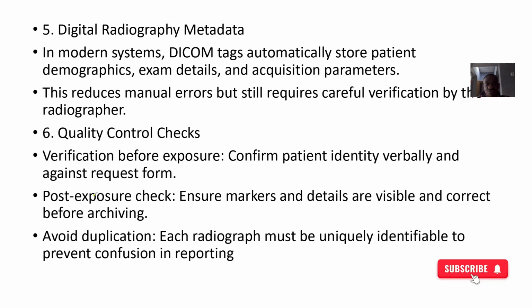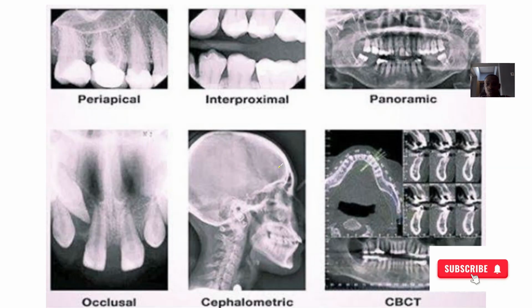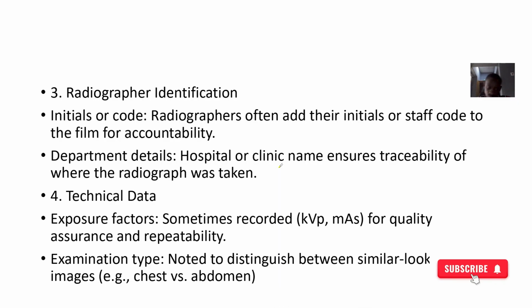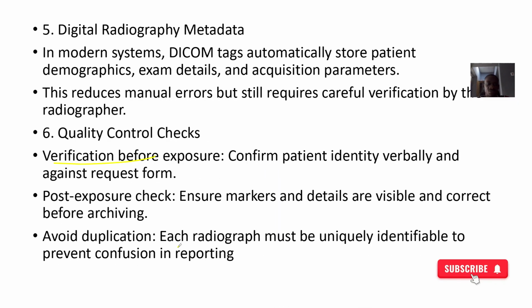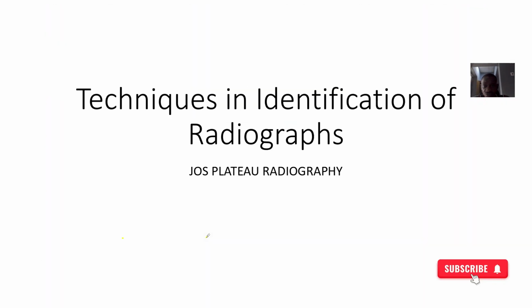So digital radiography metadata: in modern systems, DICOM tags automatically store patient demographics, exam details, and acquisition parameters. Then quality control checks. This is when you verify before the exposure. You confirm the patient identity verbally, and avoid duplication. Each radiograph must be uniquely identifiable to prevent confusion with reporting. So these are the various techniques that you use in trying to identify radiographs.